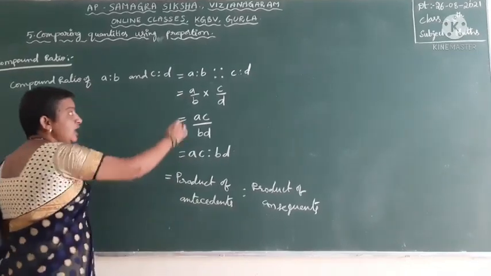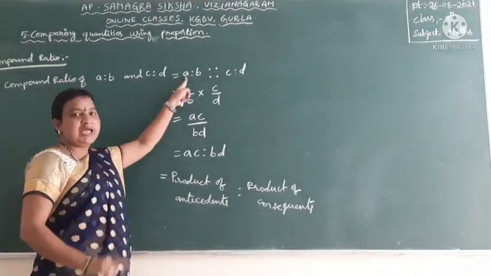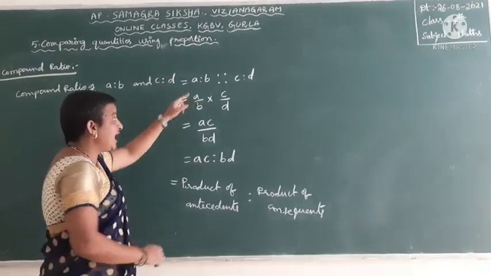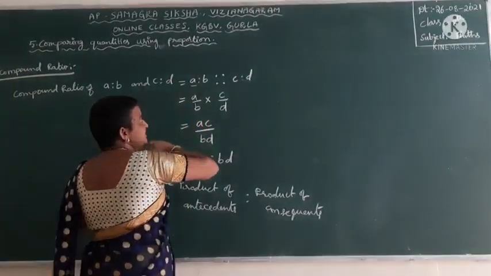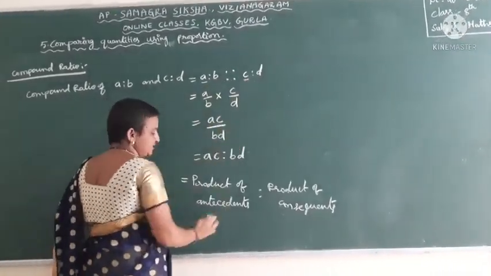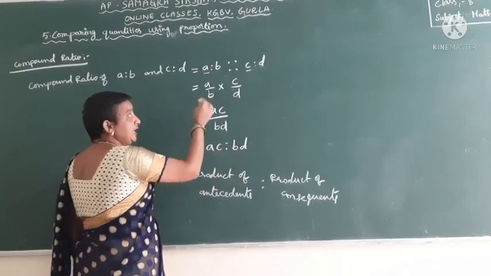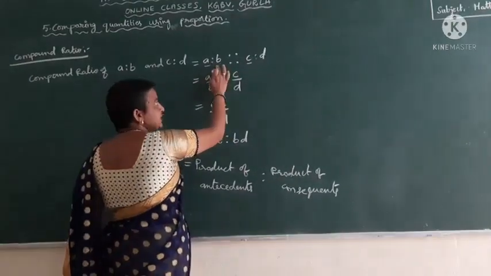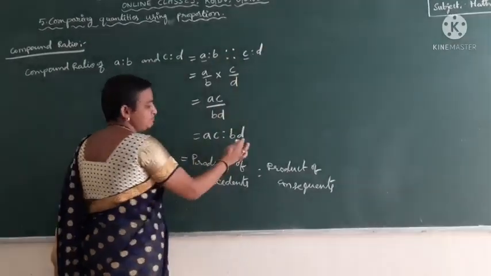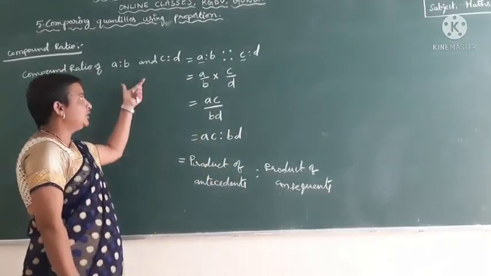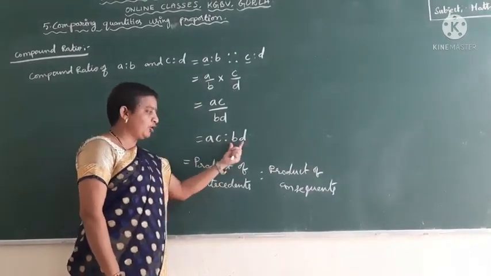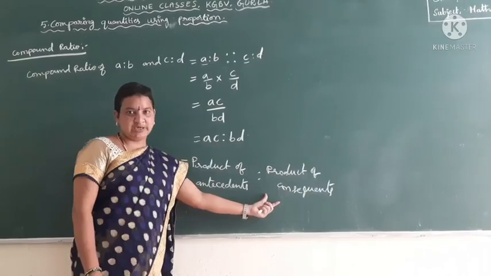I already told you, in a ratio the first term is called the antecedent and the second term is called the consequent. The product of antecedents: here the antecedent is A and here it is C, so the product of these two is AC. And the product of consequents: in this ratio the consequent is B and here it is D, so the product of these two is BD. Okay, children. So the compound ratio is the product of antecedents to the product of consequents.